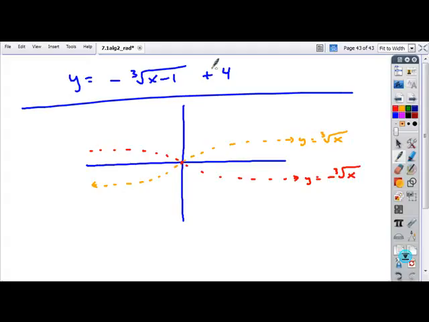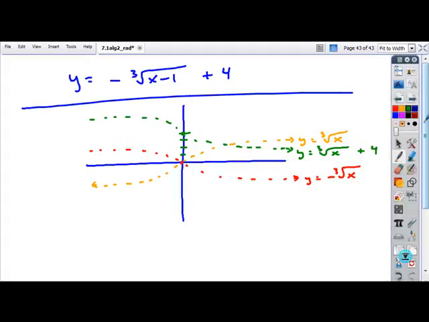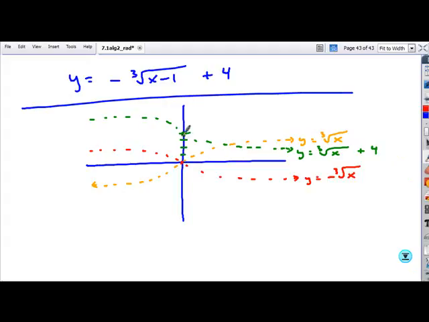Vertical shift is up 4, so 1, 2, 3, 4. So once again, if I am just going piece by piece, I now have this graph. This is y is equal to the cube root of x plus 4. And then my final graph, which I'll do in a solid line in black, so you can draw over all of these. But here's my critical point now: I've reflected, vertical shift.